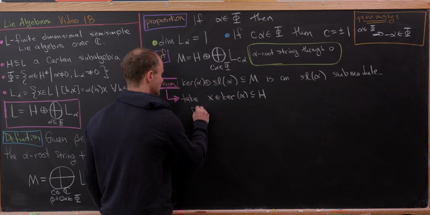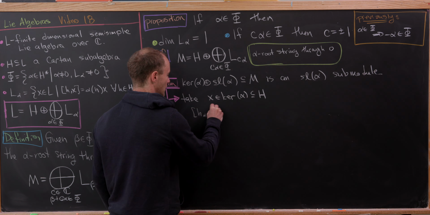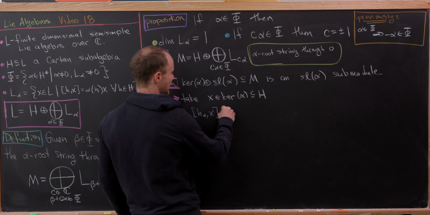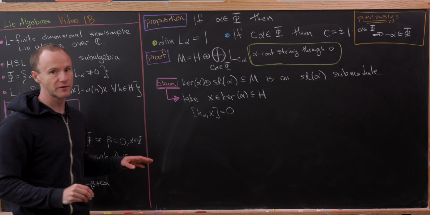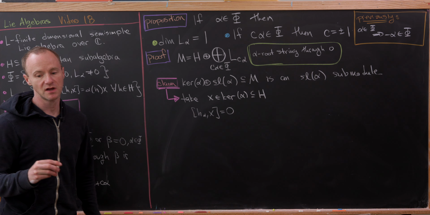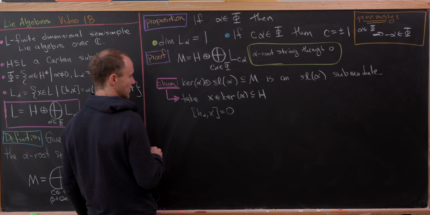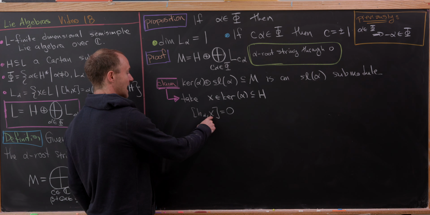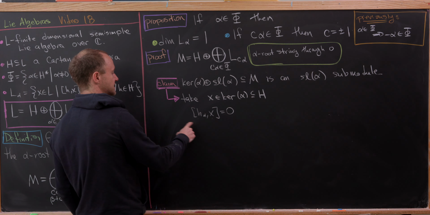And now let's look at the bracket of H alpha with x. Let's observe that that's going to be equal to 0. That's because both of those are inside of H, which is an abelian subalgebra. That's part of the definition of the Cartan subalgebra. Okay, so H alpha does not take x outside of this space.